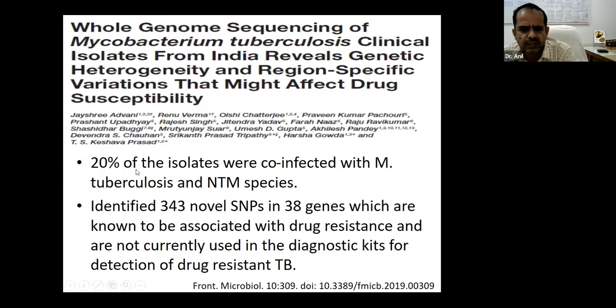This is another study, whole genome sequencing in North India. They found lineage 3 was more common in North India. 20% of them had co-infection with NTM species. That is alarming. They can only be found if you do whole genome sequencing. And they have also identified a lot of newer SNPs for which no data is available on whether they are phenotypically susceptible or resistant. So you need a lot of studies to be done to identify many novel mutations and whether they confer resistance or not.